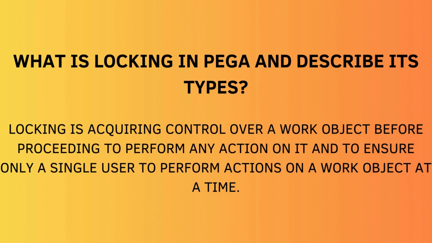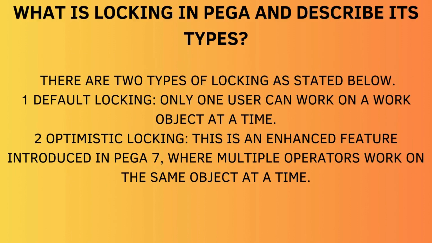What is locking in Pega, and describe its types? Locking is acquiring control over a work object before proceeding to perform any action on it and to ensure only a single user performs actions on a work object at a time. There are two types of locking, as stated below. 1. Default locking, only one user can work on a work object at a time. 2. Optimistic locking, this is an enhanced feature introduced in Pega 7, where multiple operators work on the same object at a time.